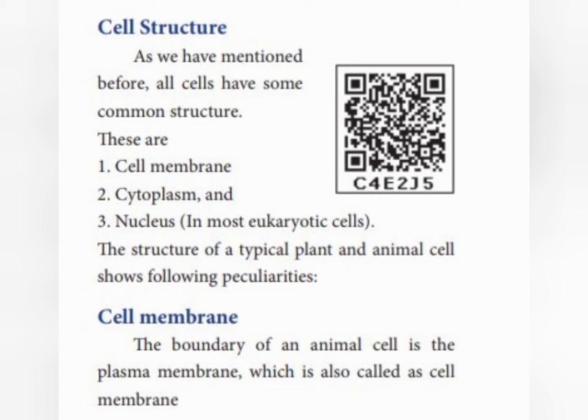Now we are going to see the structure of a typical plant cell and animal cell. In the first one, cell membrane. The boundary of an animal cell is the plasma membrane, which is also called the cell membrane.